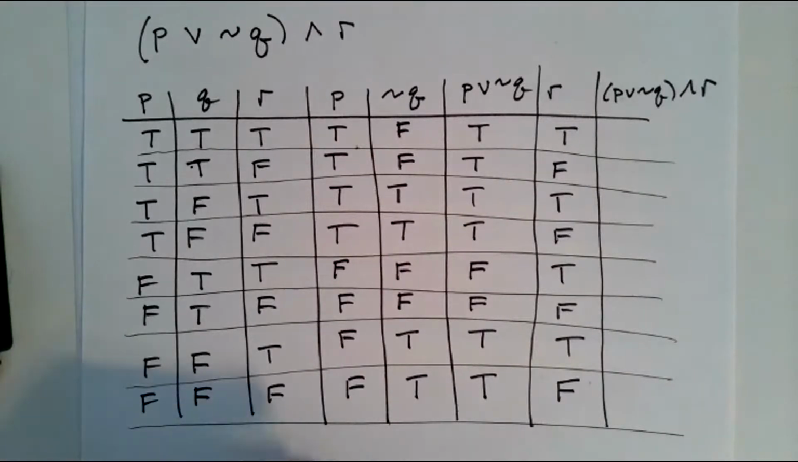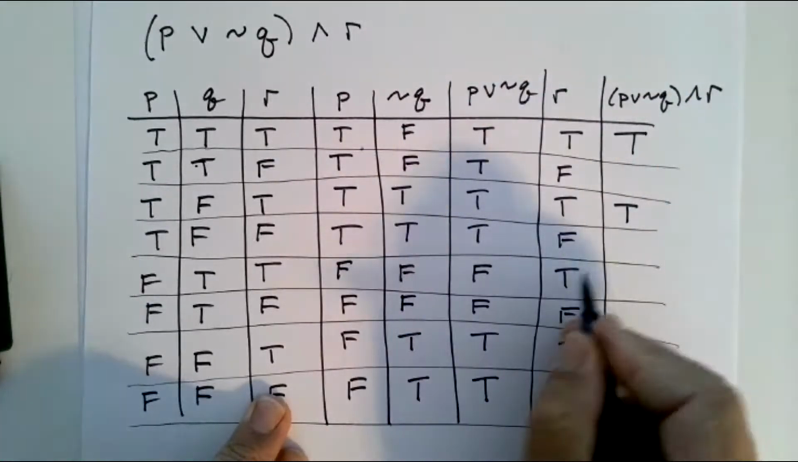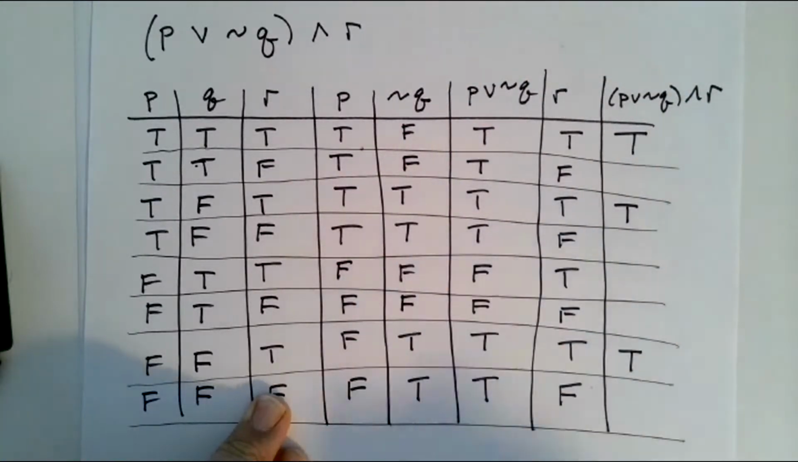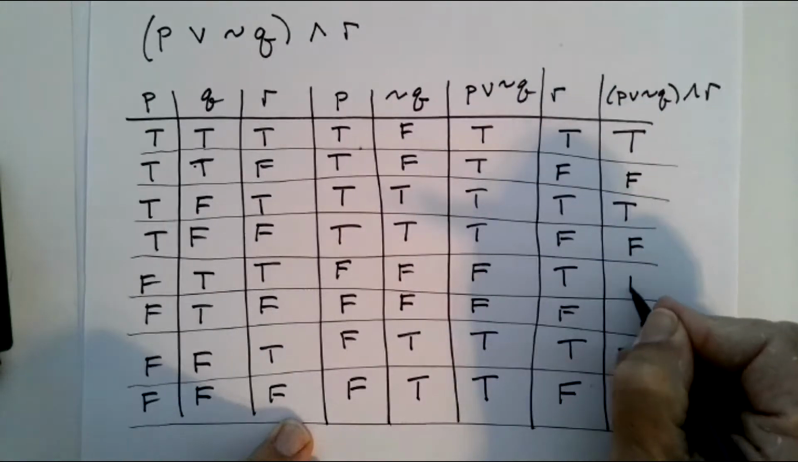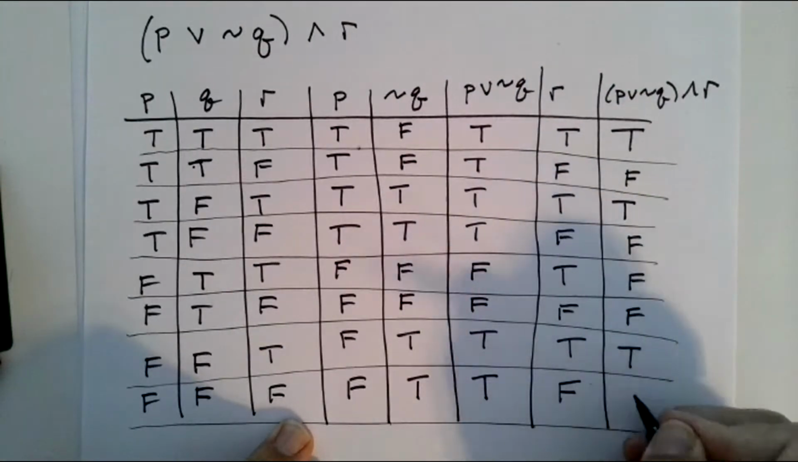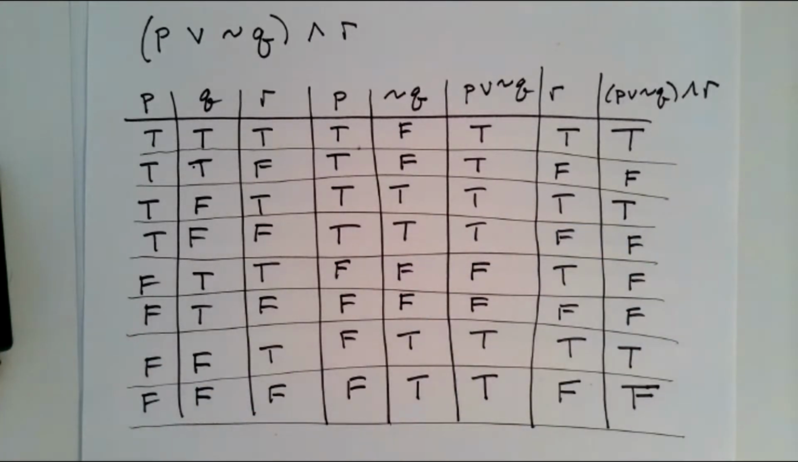Look for TTs. TT, both are true. TT, both are true. TT, both are true. Those are three cases where both are true. Do I have any others where both are true? I don't think so. Make sure that looks like an F, not a T. So there's our truth table for P or not Q and R.